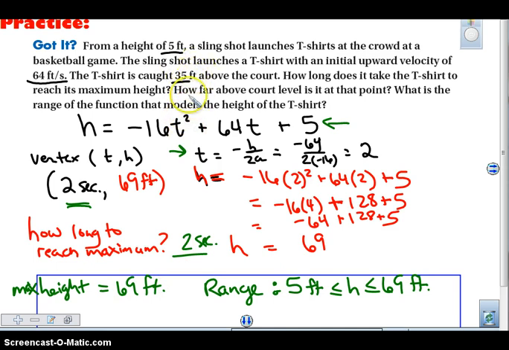Someone said, why aren't we using the 35? Remember, that's going to be as it's starting to come down, so it's coming down to 35 feet even though it was shot from 5. So here is your high point at 69.